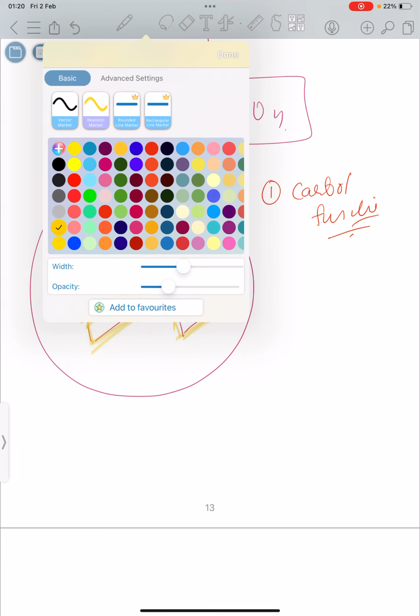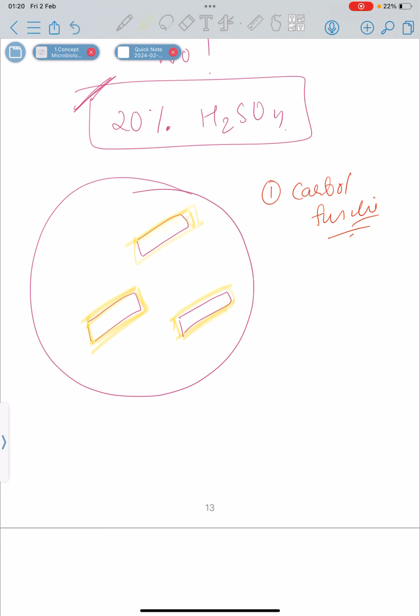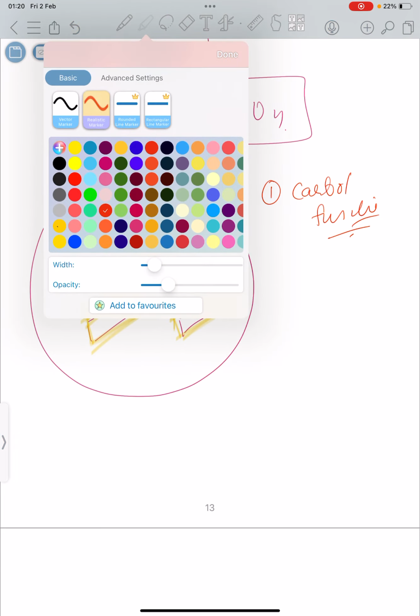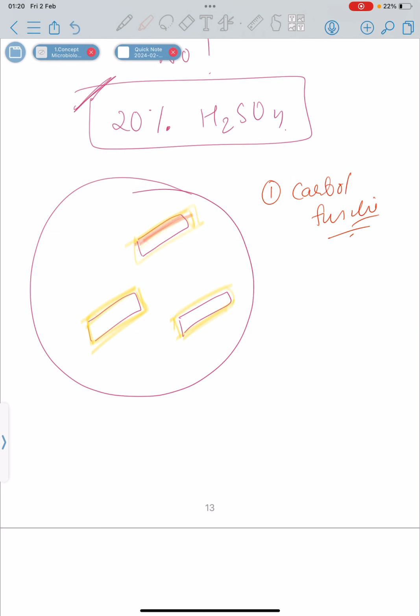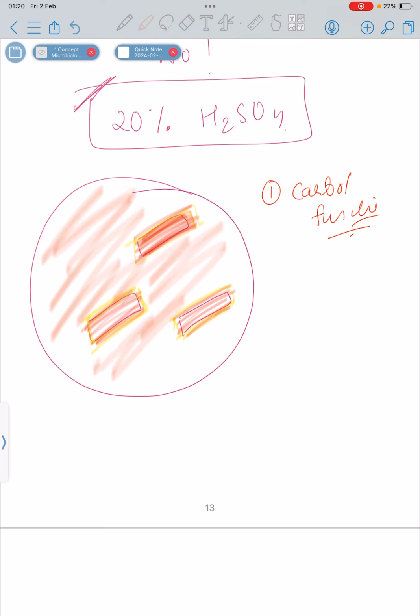That means the cell has now become red, right? The cell now becomes red. Okay, and what about the surrounding? Yes, obviously it also gets red. First step done.